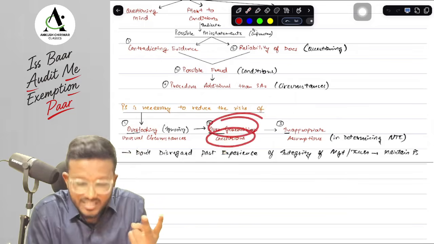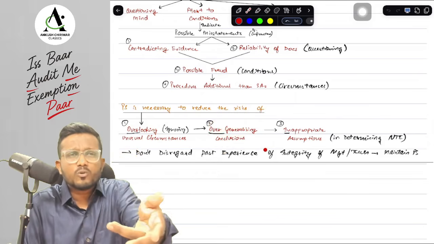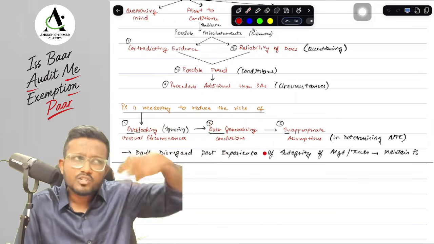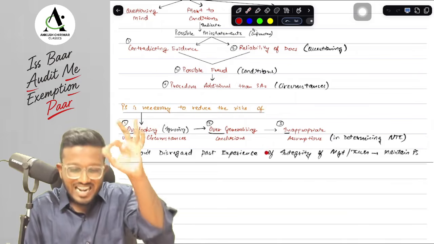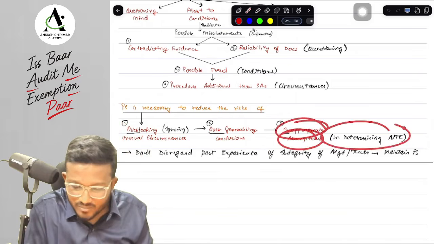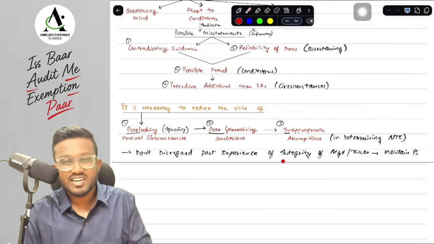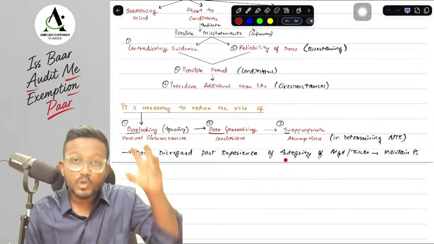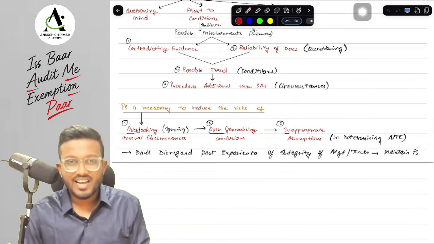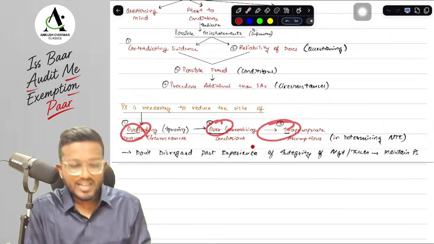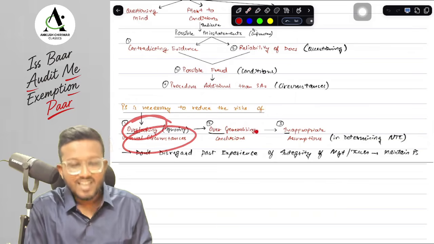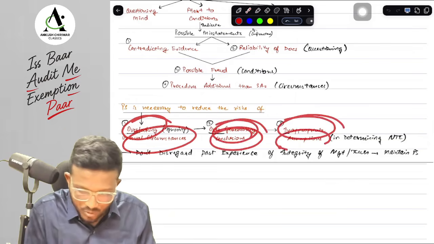Secondly, overgeneralizing conclusions. You should not generalize your conclusion: last year this was done like this, so this year also it will be done like this. And lastly, you should not use inappropriate assumptions while determining the NTE, the nature, timing, and extent of procedures. You should use appropriate assumptions while determining the NTE. How can we remember these three points, sir? Over-in. What is over-in, sir? Overlooking unusual circumstances, overgeneralizing conclusions, and inappropriate assumptions.